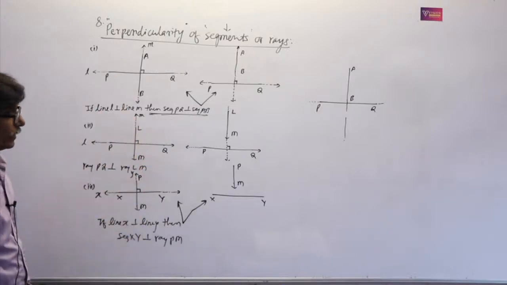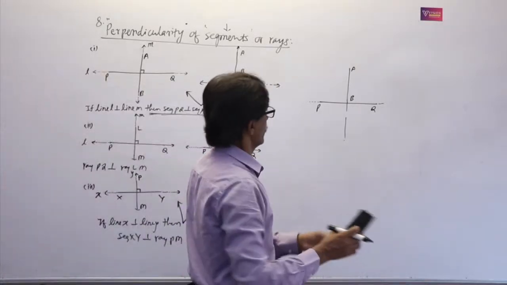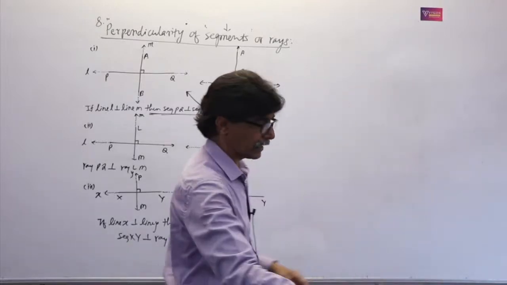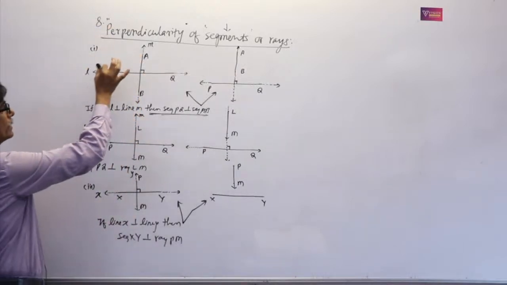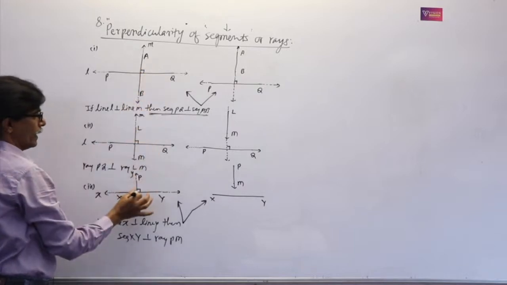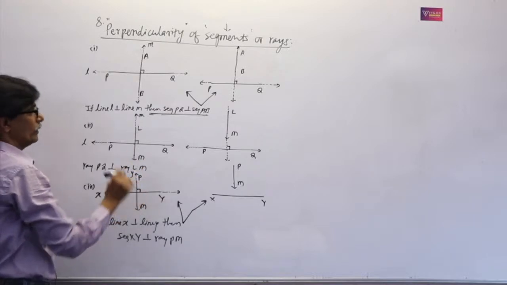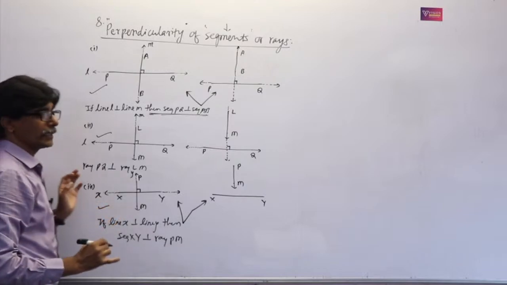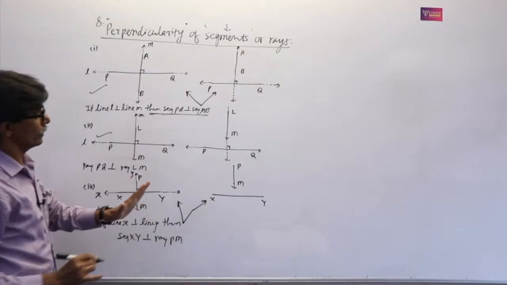I will revise in one sentence. Look, this definition can be stated in one sentence. Remember, and note it down on the board: if the lines containing two segments, two rays, or one segment and one ray are perpendicular to each other, then the two segments, two rays, or one segment and one ray are said to be perpendicular to each other. What is the definition?